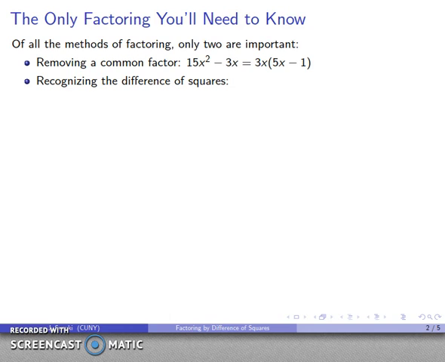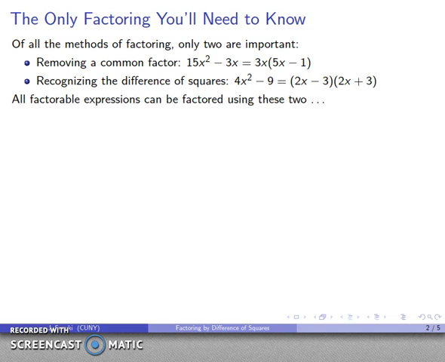The other factoring that's really helpful is to recognize when we have the difference of squares. I have 4x squared minus 9. I take a look. This 4x squared is a perfect square. It's the square of 2x. 9 is a perfect square, it's the square of 3. That subtraction says I'm dealing with a difference of squares, and that says I can factor it immediately as the sum and difference of the corresponding square roots.